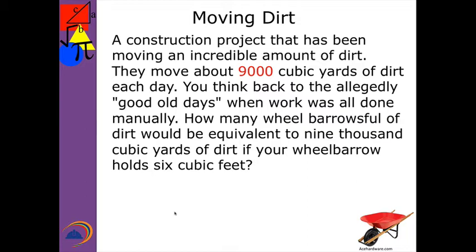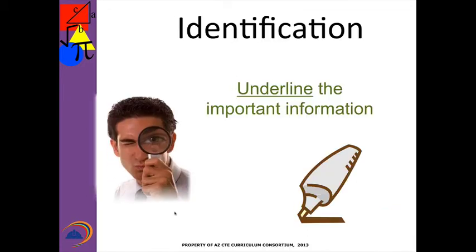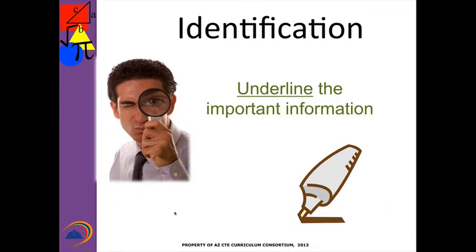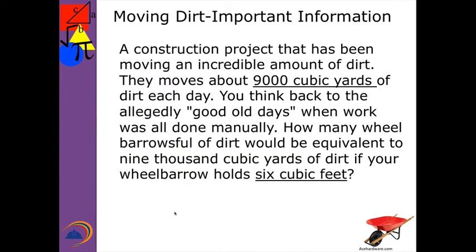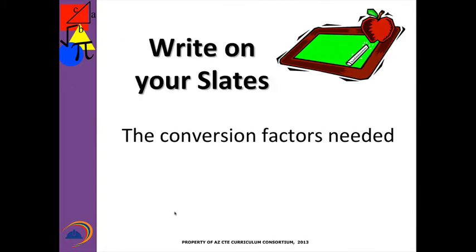So what I need you to do is figure out what your conversion factor is. So let's go back through, and let's first of all underline anything that's important. All right, pause the video and underline, and then let's come back. I found out that the 2 things most important in this one were that it was 9,000 cubic yards, and I need it to be in cubic feet. So what conversion factors do you need? All right, check on your sheet, and let's see.